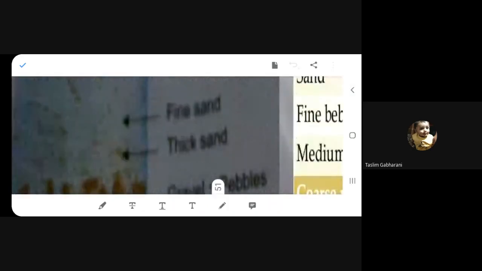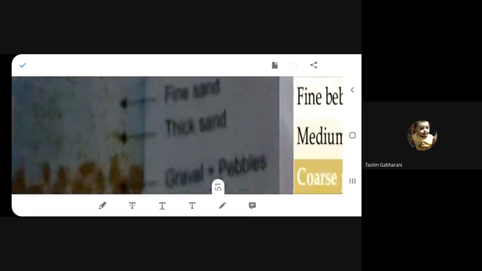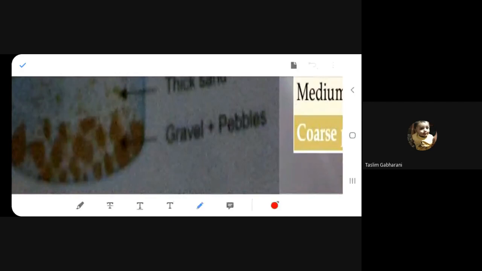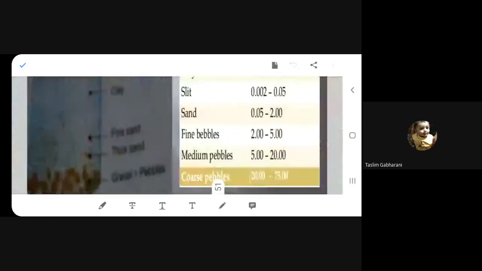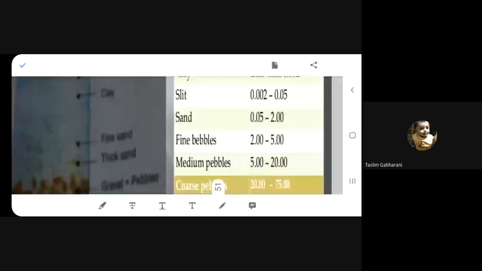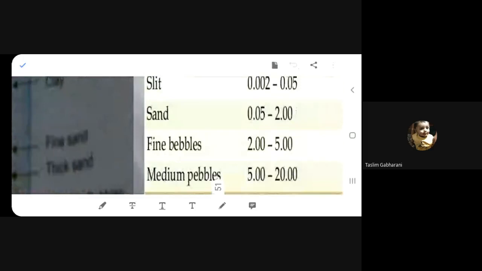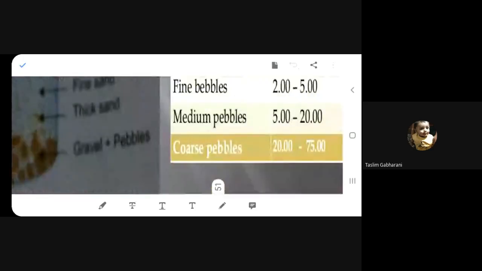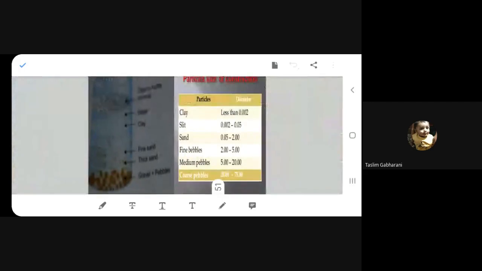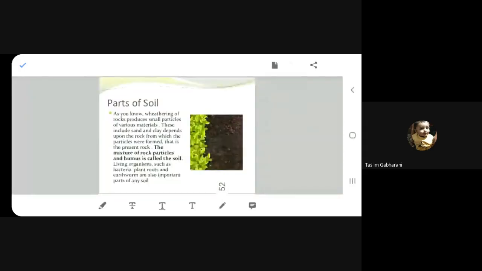Followed by sand. It could be fine sand on top and thick sand at the bottom, but it will follow by sand. Then we have gravel and pebbles, the big size pieces of rocks, which will be at the bottom. So according to the size of grains of particles, the sedimentation will take place. From here we can make out that the silt is the smallest of all, followed by sand, then fine pebbles, then medium pebbles, and then the rough pebbles. So as the size of the particles increases, it will sediment at the bottom.